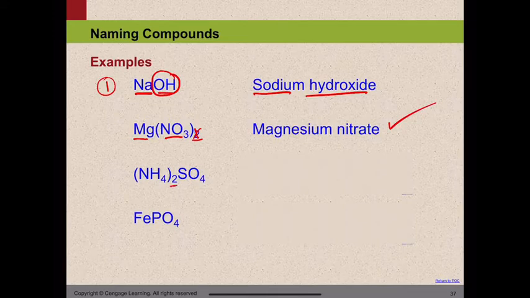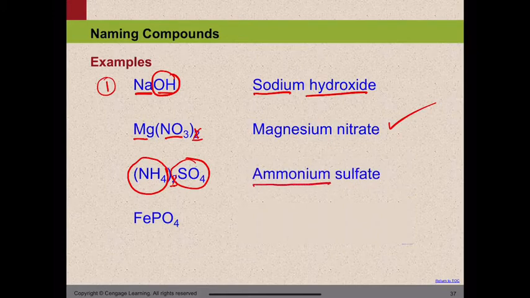(NH4)2SO4. Remember, these little subscripts, they're not actually part of the naming thing. So when I'm naming this, I just need to look up NH4 and SO4 on the table of polyatomic ions, and I'll find that NH4 is ammonium, and SO4 is sulfate. Now be careful about the ates and the ites. Some of them are different on the chart, so double check those carefully.